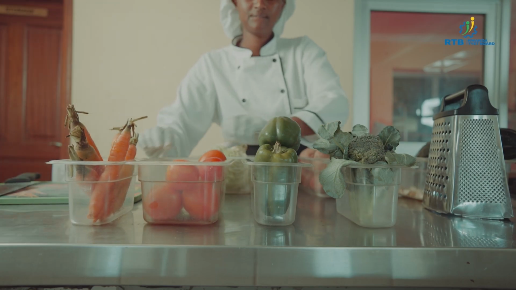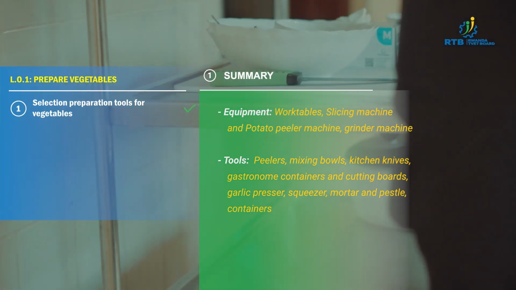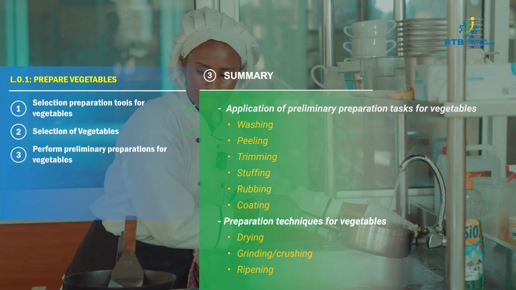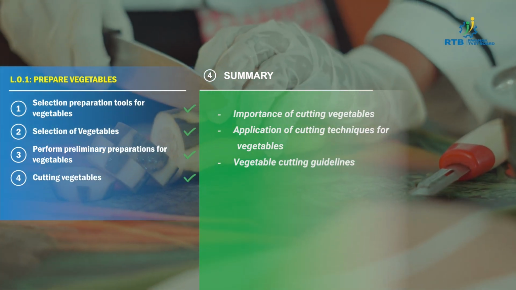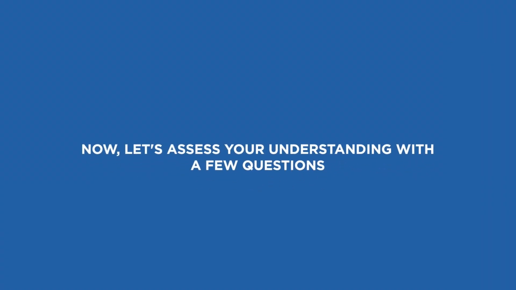In summary, we've covered the selection and preparation of vegetables, including choosing the right tools, selecting quality produce, performing preliminary preparations, and employing proper cutting techniques. Now, let's assess your understanding with a few questions.